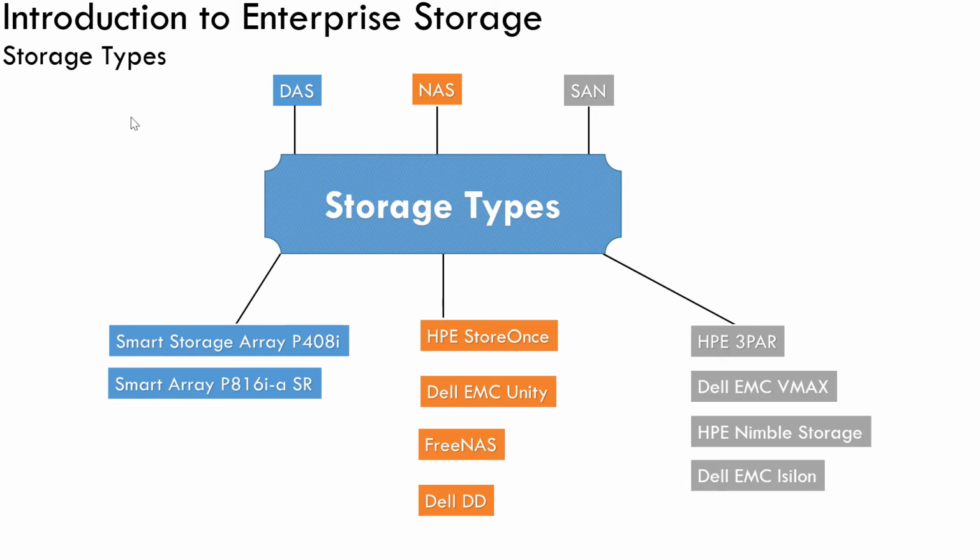Storage types: we have NAS, DAS, and SAN. For DAS, direct attached storage, it is the hard disk inside your computer, the hard disk inside your server, configured with a Smart Array controller or RAID controller. For example, in HPE, we have the HPE Smart Storage Array P480 and P816i. Okay, these are all Smart Arrays. It's based on that technology, and it's very high speed.